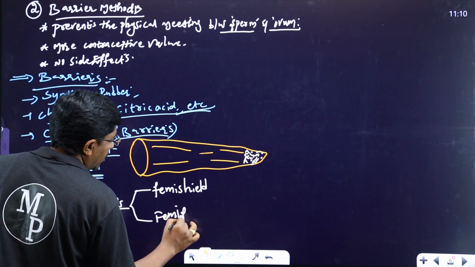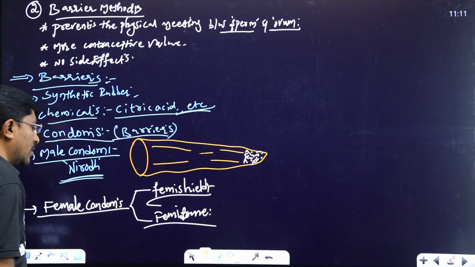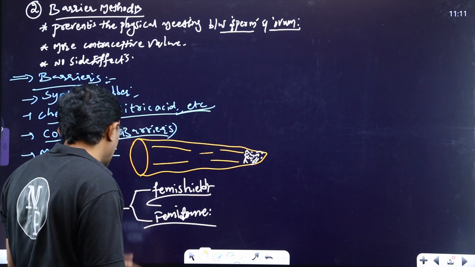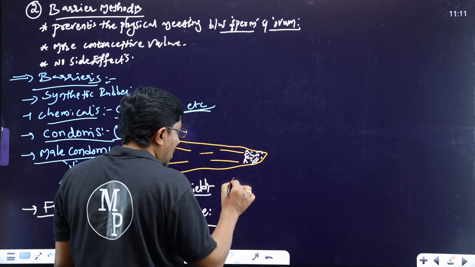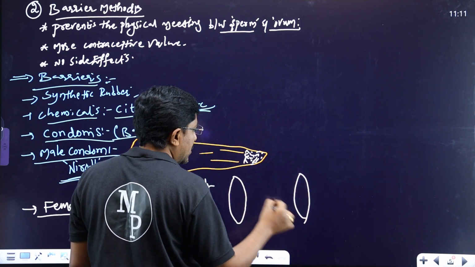The second one is the Femidome. These are the two types of female condoms. What is the structure of female condoms? These female condoms have two rings.